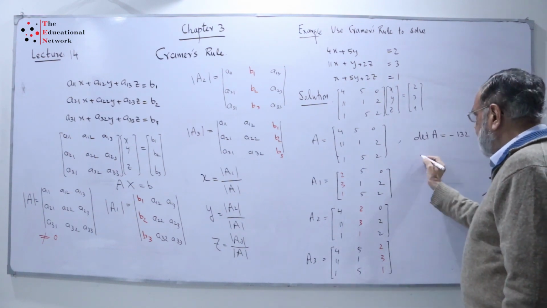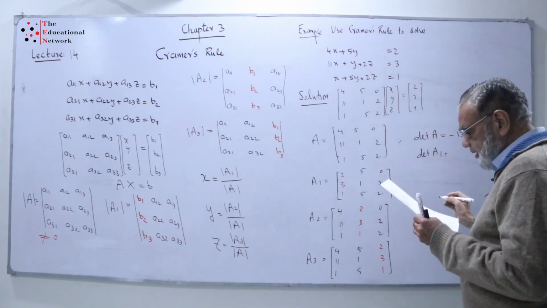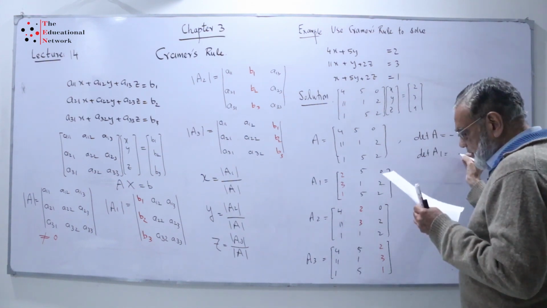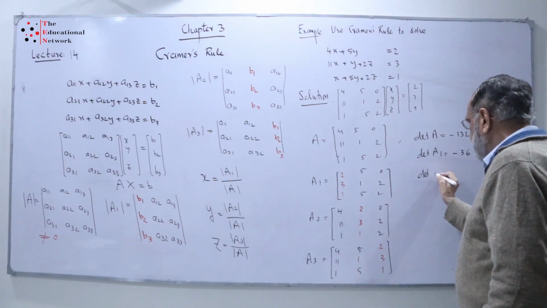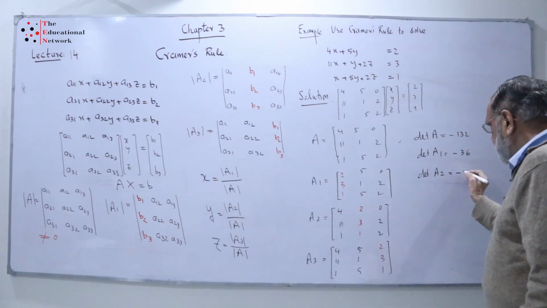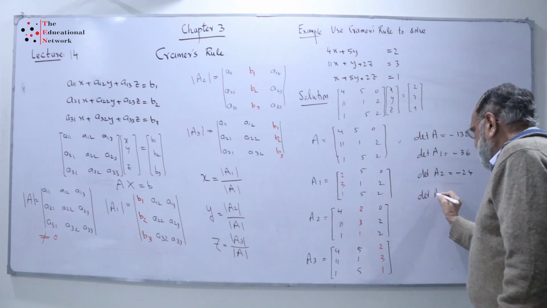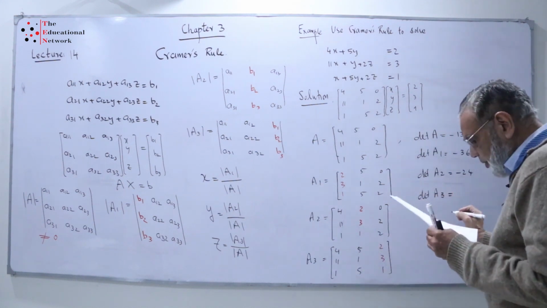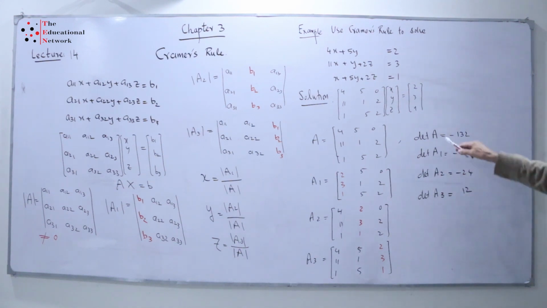Then I find the determinant of A1. I calculate it and the result is equal to minus 36. Then I have the determinant of A2, which comes to be equal to minus 24. And the determinant of A3, the result is 12. Now the determinant of A is not equal to 0. This means we can have the result.